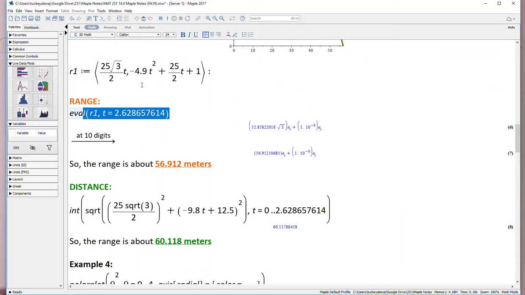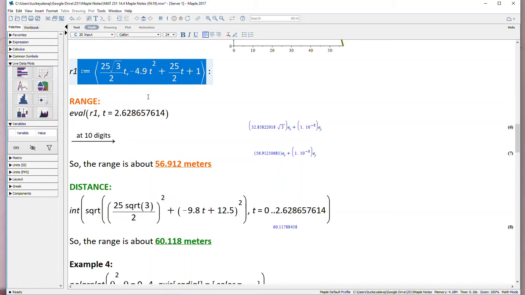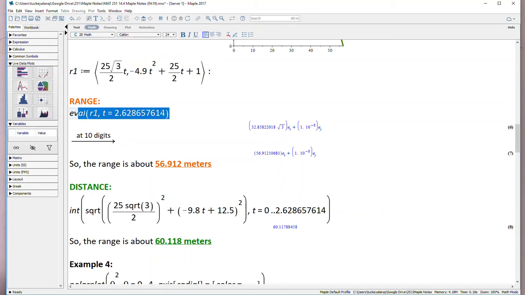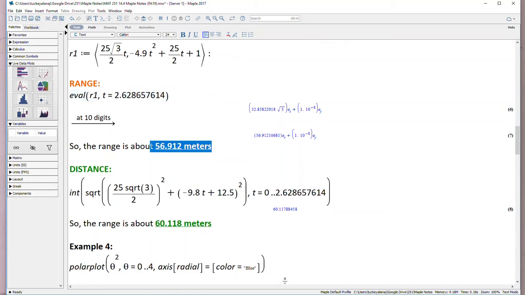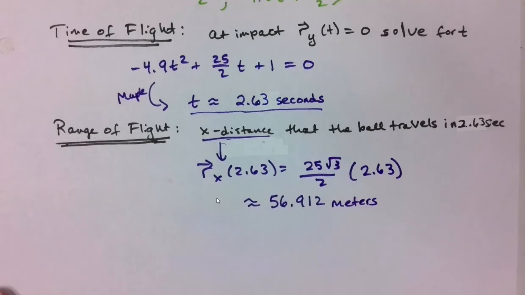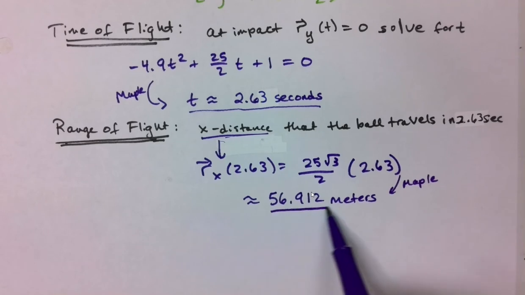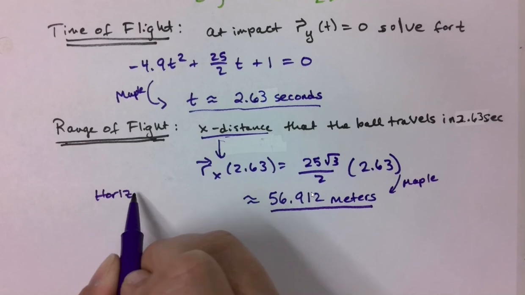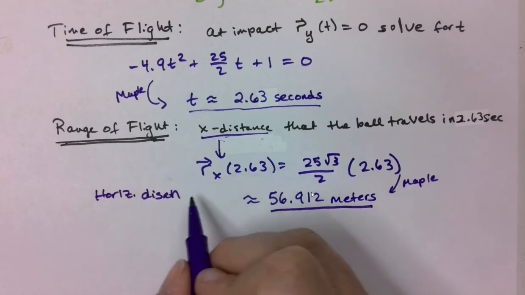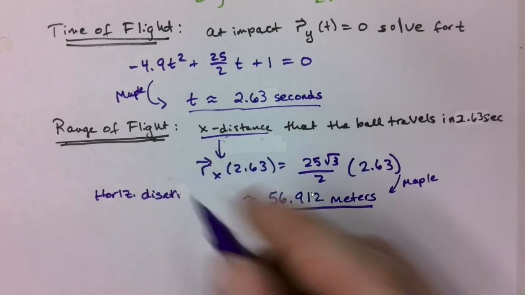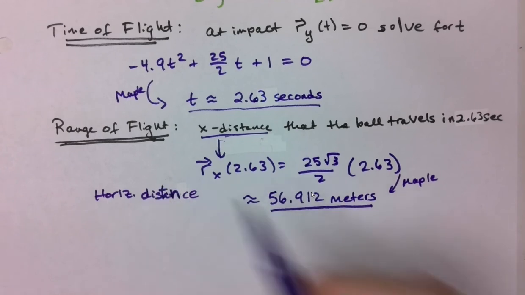So, I had it find the position function right there. I named it R1 right there. And then I had it evaluate that R1 at 2.63. And, you know, I put in more decimal places. And it tells me that it's 56 point. It's right here. It's the x component right there. The y component is irrelevant. You can see that's very close to zero, exactly, because it's hitting. So it's the x component we care about. So it's 56.912 meters. And of course, as always, we will indicate, although this one, honestly, I don't think we need to, that technically you're using Maple to do that, but you could also use a calculator rather easily. Okay, so the horizontal distance that's traveling is 56.912 meters.